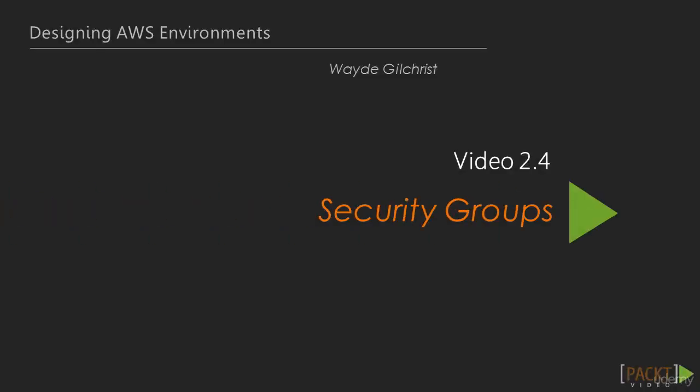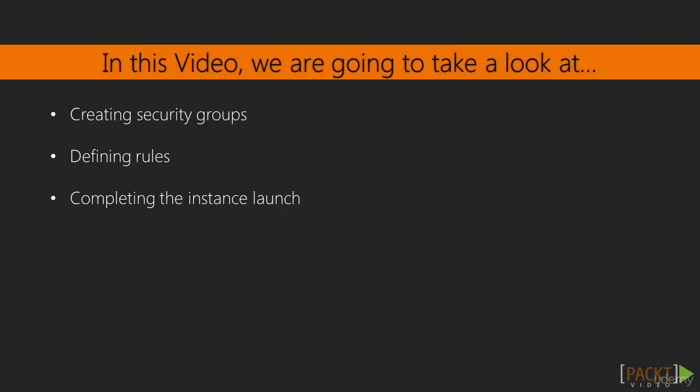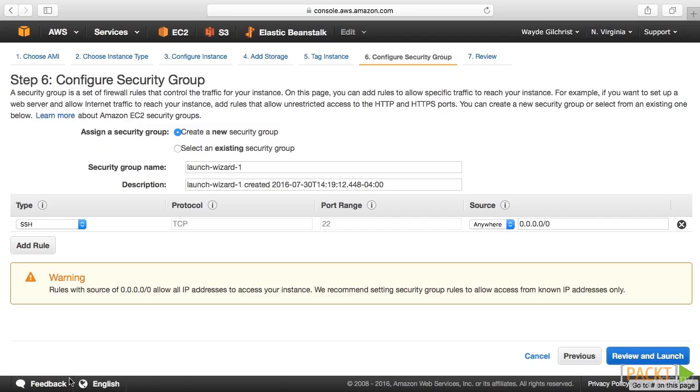Welcome back. In the last video, we discussed the available storage options for EC2 instances. The next step to launching our instance is to create a security group. In this video, we're going to show you how to create a security group, add rules, and complete the launch of our instance. Okay, so now we've reached step 6 of launching our instance, configuring the security group.